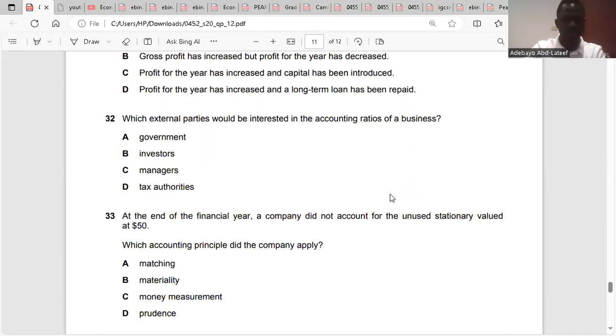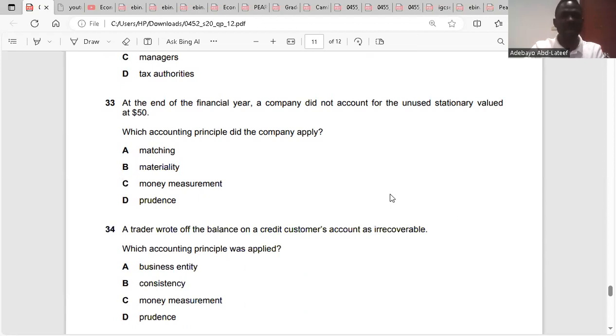Question 32. Which external parties would be interested in the accounting ratios? They are investors, but they are not even investors. They are potential investors, not investors, because it's interested. So it's B. We leave it like that.